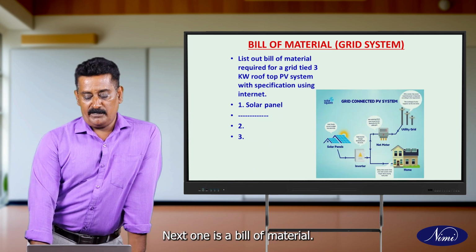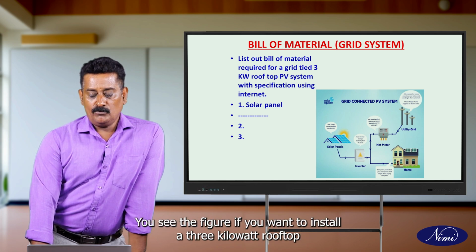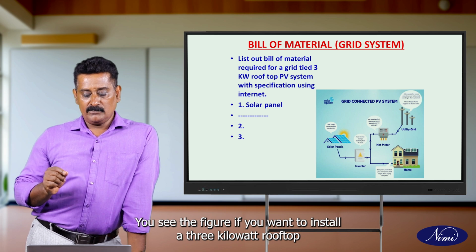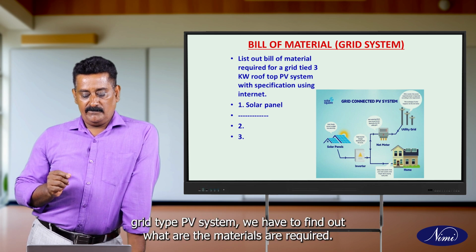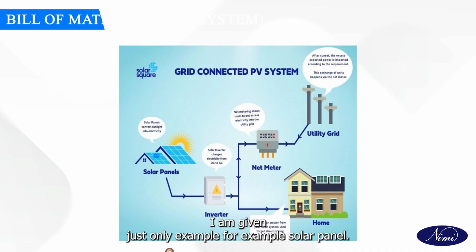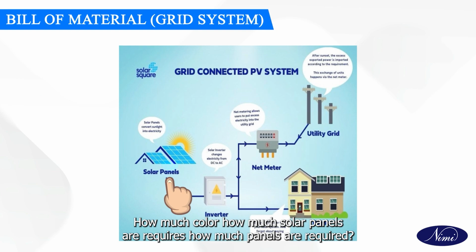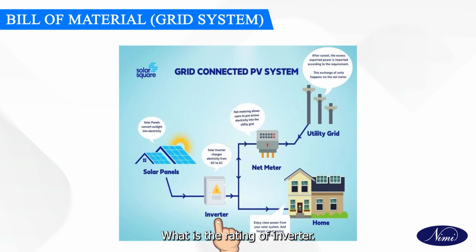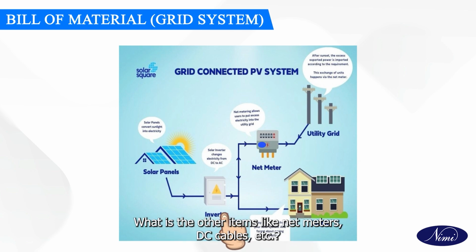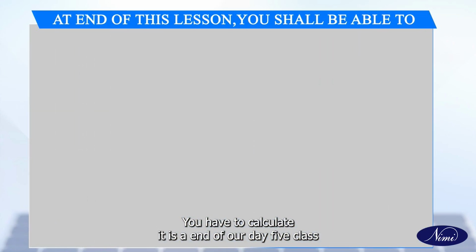Next one is a bill of material. It is some assignment for you. You see the figure. If you want to install a 3 kilowatts rooftop grid tied PV system, you have to find out what are all the materials required. I am giving just one example. For example, solar panel. How many watt solar panels are required, how many panels are required, how much inverter, what is the rating of inverter, and what are the other items like net meters, DC cables, etc. You have to calculate. It is the end of our day 5 class.